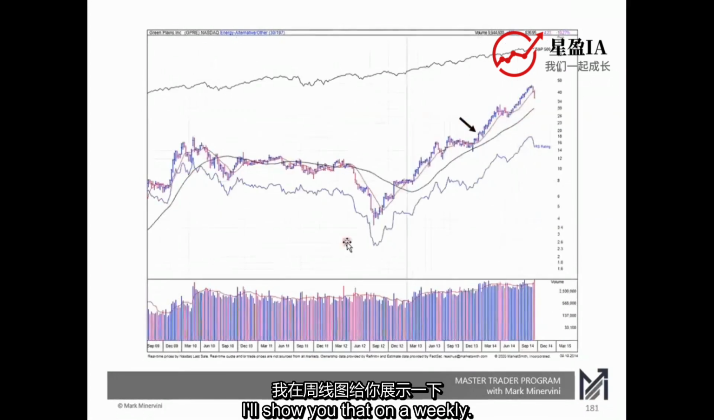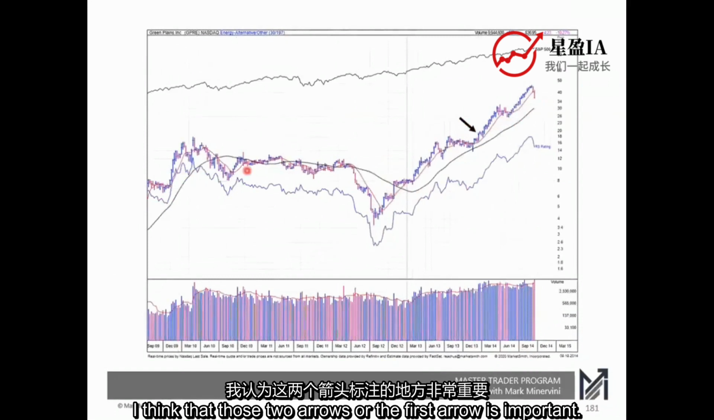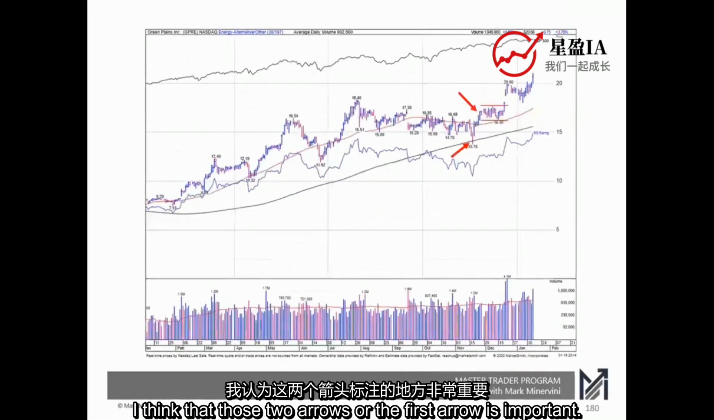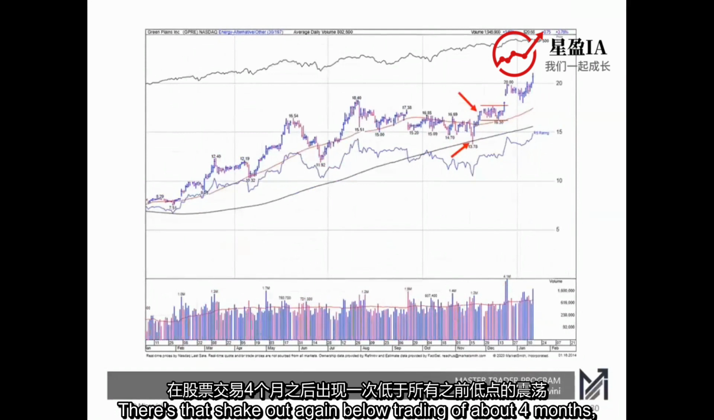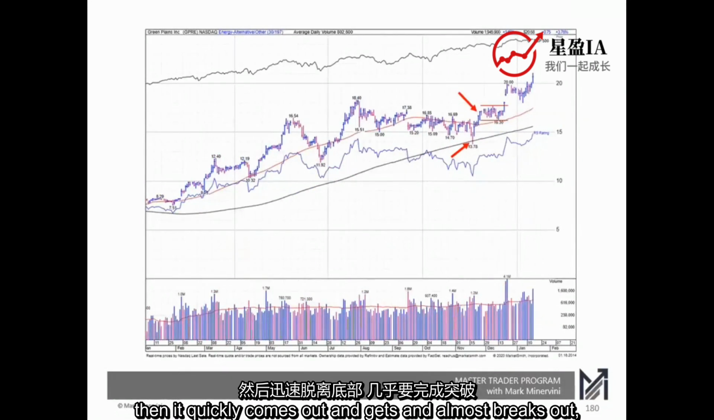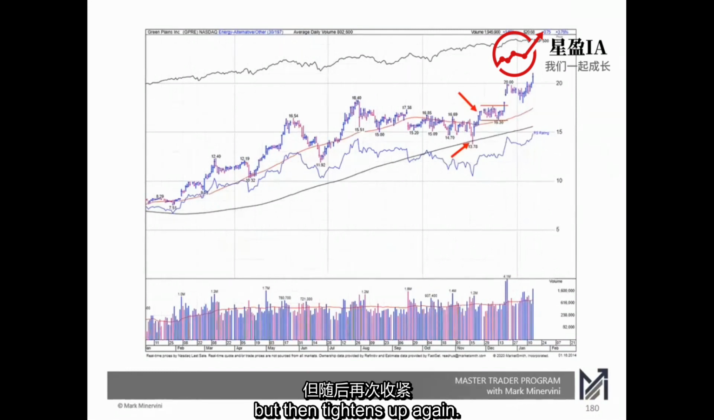We'll show you that on a weekly. And I think that those 2 arrows, or the first arrow, is important. There's that shakeout again, below trading of about 4 months, and then it quickly comes out. And almost breaks out, but then tightens up again. But that shakeout is, I think, important to mention.